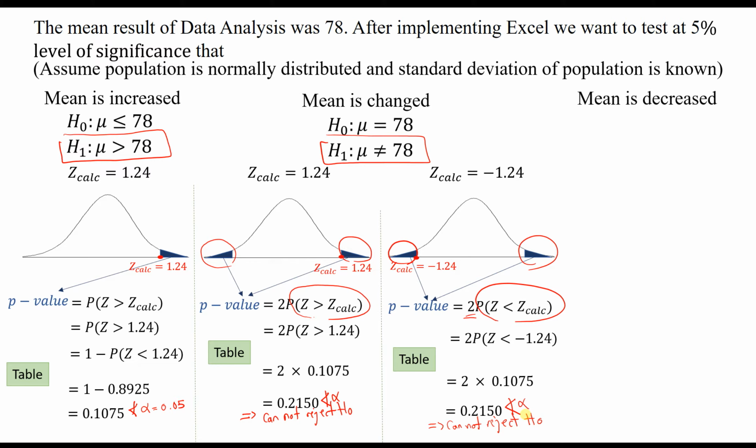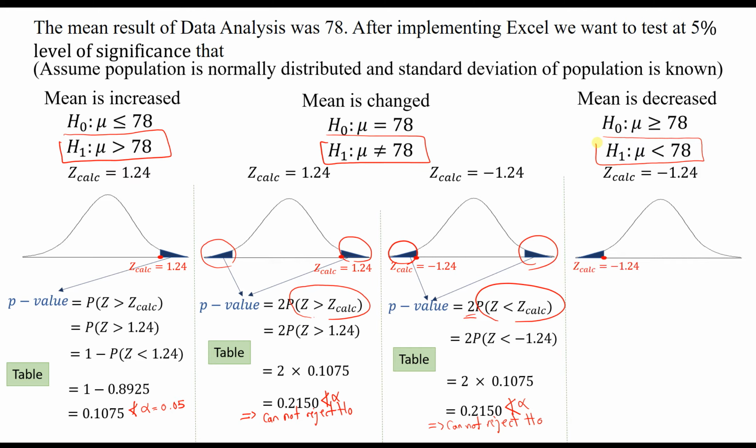Now let's talk about another scenario. Mean is decreased. So here H1 is mu less than 78. So H0, which is the opposite of that, is mu greater than or equal to 78. Let the Z calculated be negative 1.24. Since H1 shows us we are dealing with a left-tailed test, the p-value is nothing but the probability of Z less than the Z calculated. So it is the probability of Z less than negative 1.24.